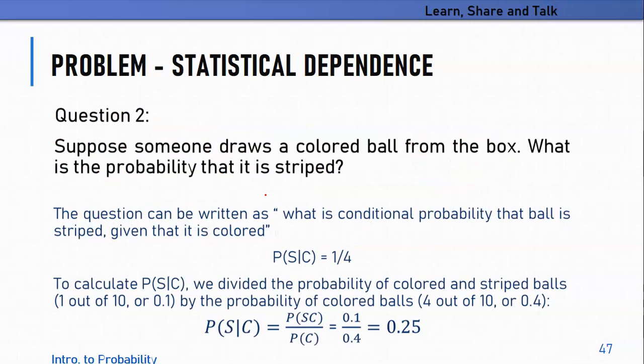1 by 4. Okay, and the way of finding it is very simple: the chances of getting a colored ball that is striped is 1 by 10 and the chances of getting a colored ball is 4 by 10. So the ultimate answer is 0.25 or 1 by 4.